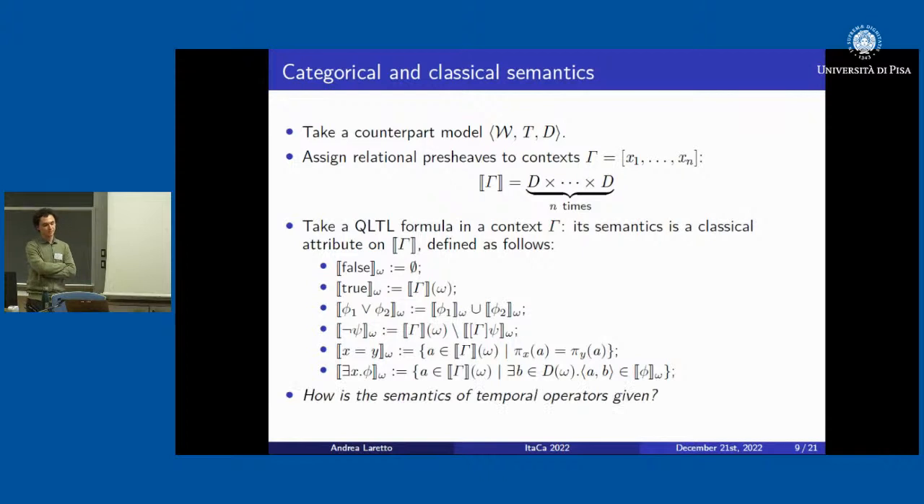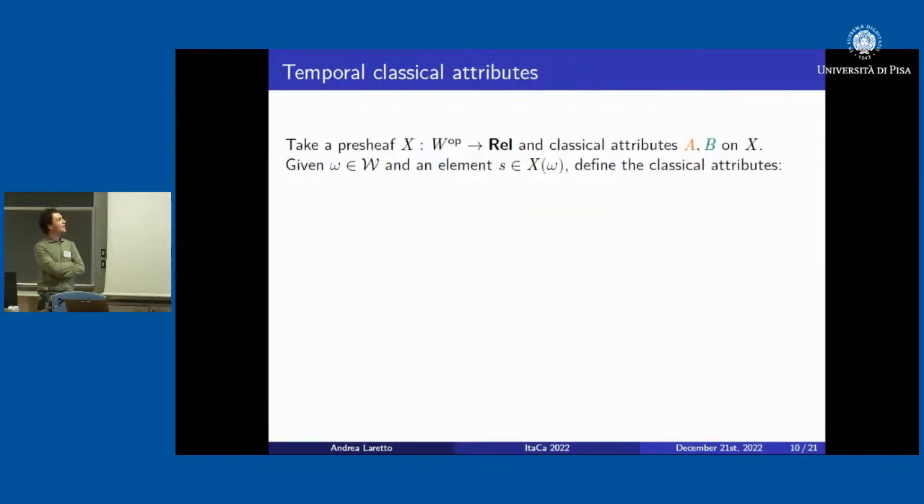And how is the semantics of temporal operators given? Well, it's actually a bit contrived, but the idea is to take a presheaf X, which is essentially the context that we're working in, and two classical attributes, A and B, which are essentially the semantics of the subformulas of the temporal operators.